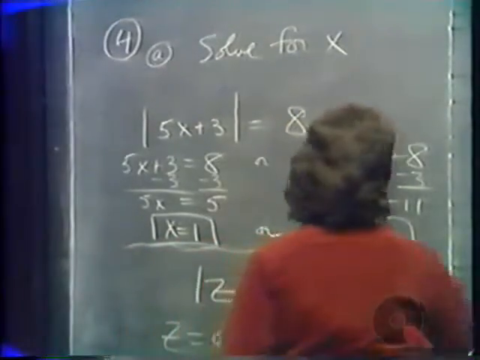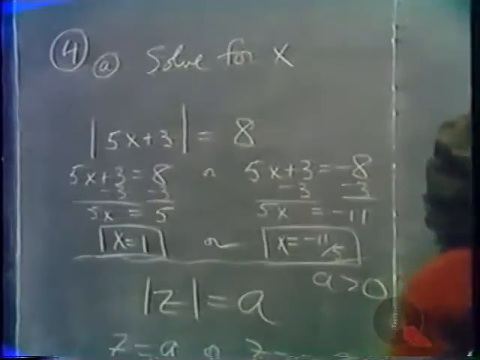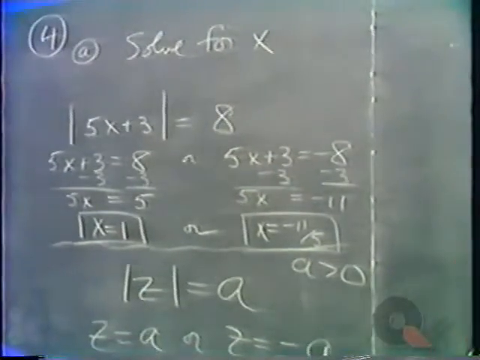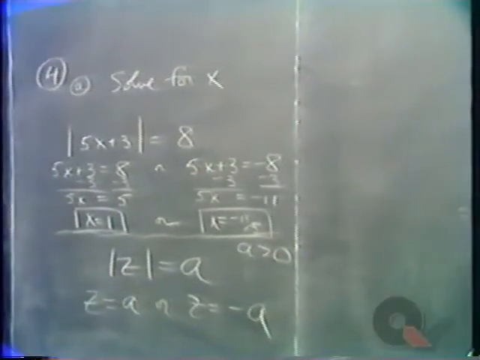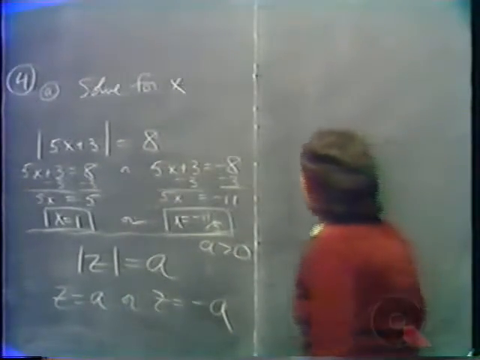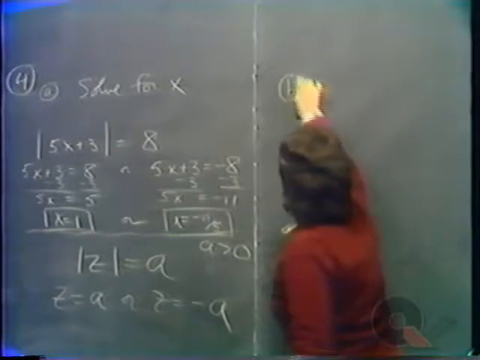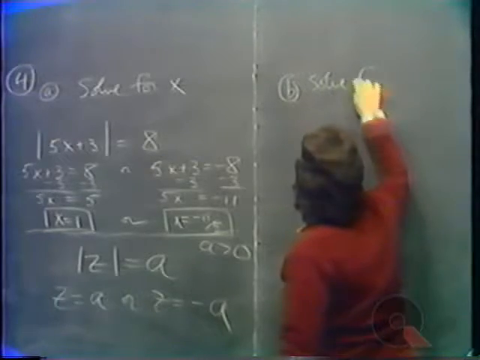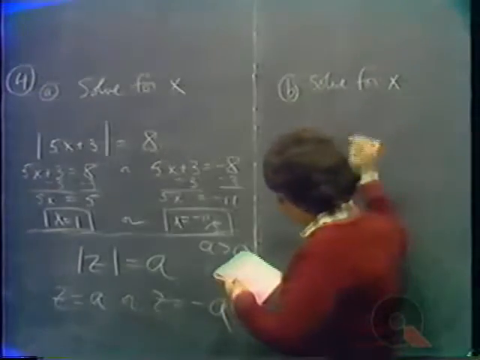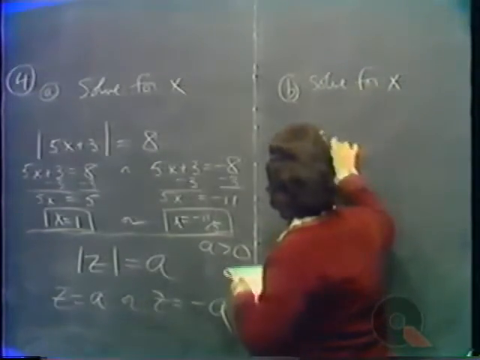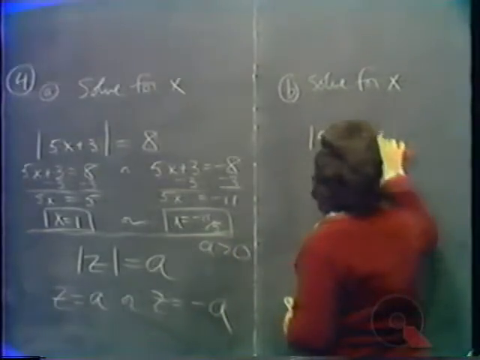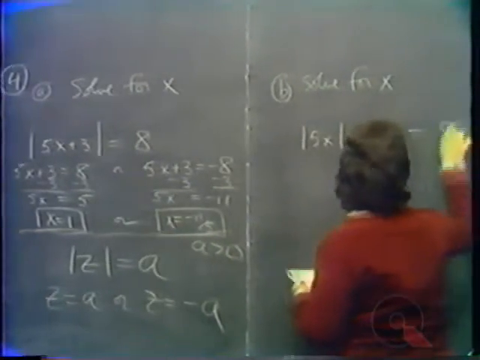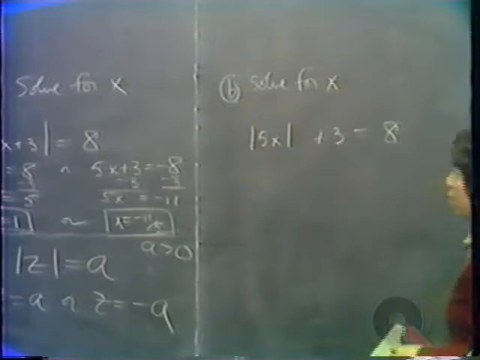Now suppose I give you another absolute value equation. It looks a little similar to this, slightly different. The following here. Solve for x. The absolute value of 5x now plus 3 equals 8. In other words, only the 5x is in the absolute value sign.